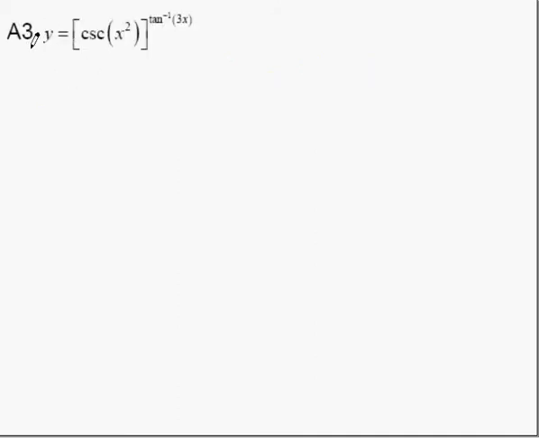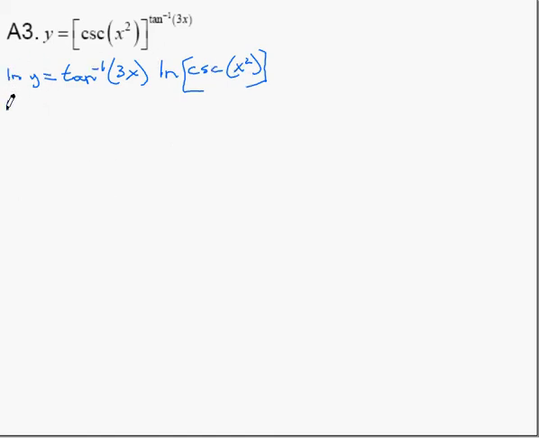The derivative of y equals this function to the power of this function. A function to the power of a function means we have to take the natural log of both sides, and the reason we do that is to bring down the exponent. So we're going to bring the exponent down, and we can do that because we've taken the natural log of cosecant x squared. We'll put that in brackets just to isolate it. Now we differentiate both sides.